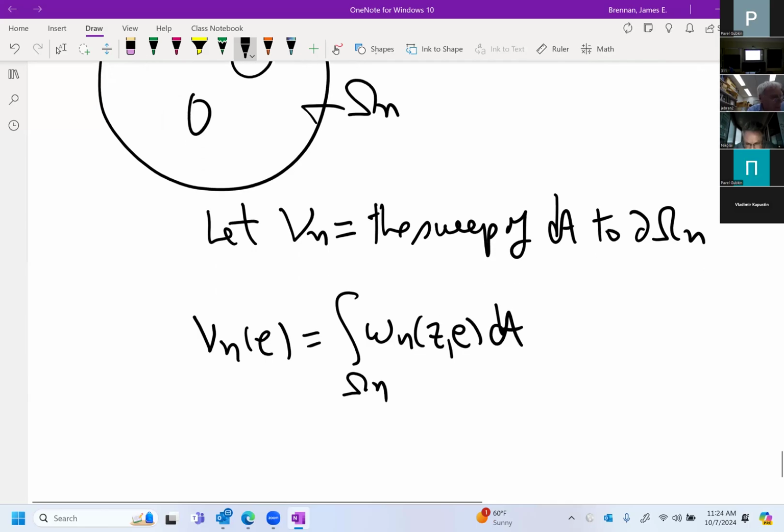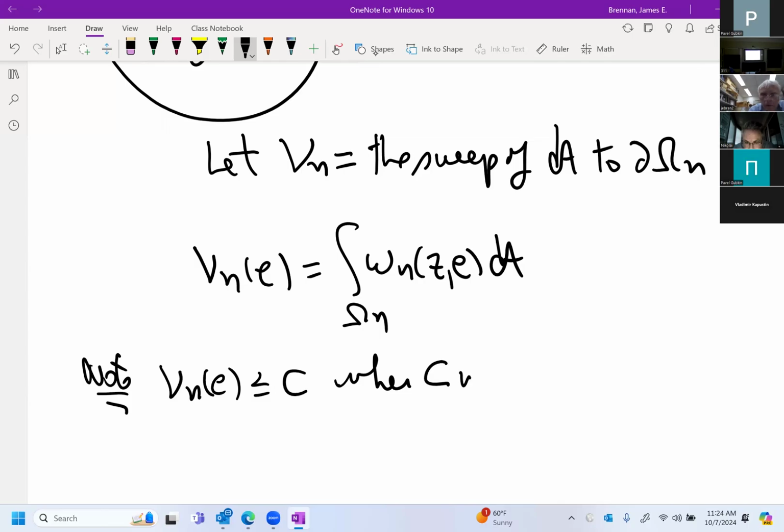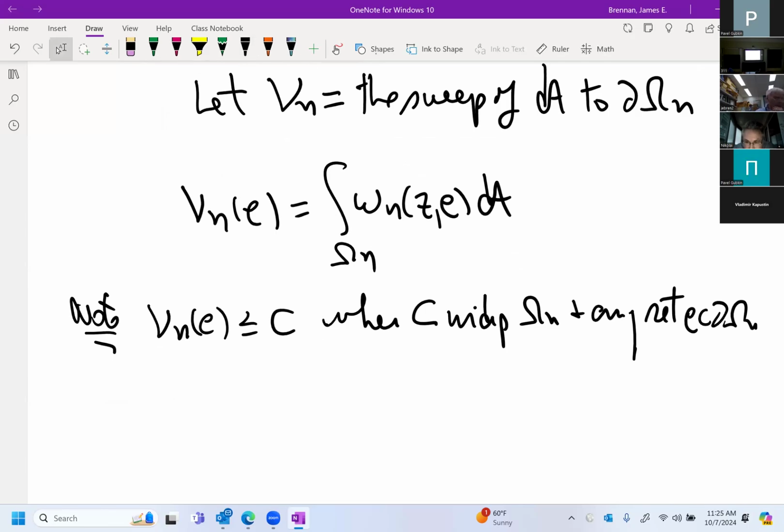All right. Now let's note here that nu n of E is less than or equal to C, where C is independent of omega n and any set E in the boundary of omega n. It's the bounded measure. All right.